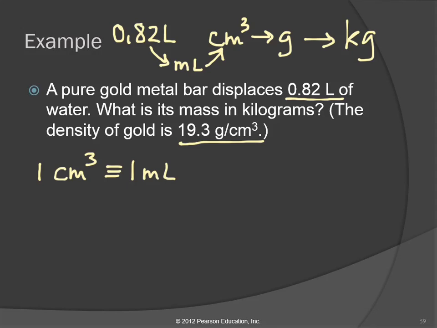Sometimes coming up with the path requires a little bit of thinking. It's not always obvious. Okay, so let's write this out. 0.82 liters. How many arrows in that path? 4, right? So there's going to be 4 fractions.